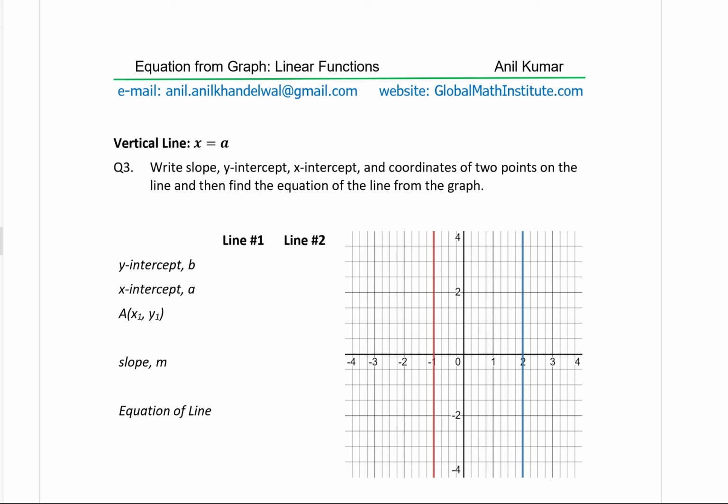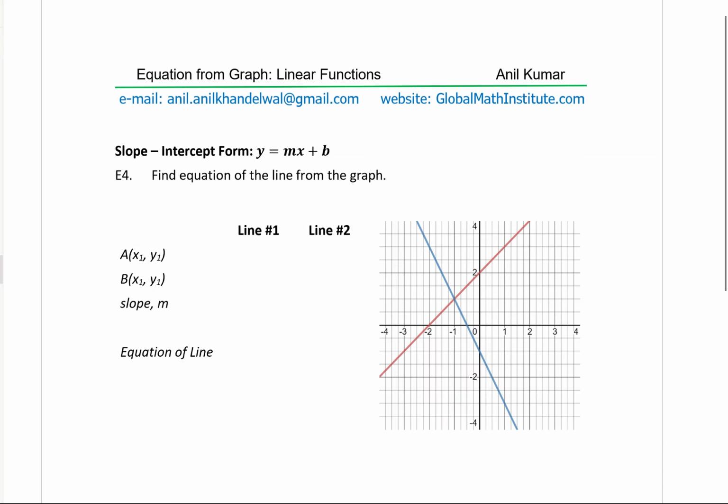So we have the first line, which is, let's say, line 1. You have to find the x-intercept, which is minus 1. So for line 1, we have the equation as x equals to the x-intercept, which is minus 1. And for line 2, the x-intercept is 2, so it will be x equals to 2. Is that clear to you? So simple. Let's move on and take up the next example.